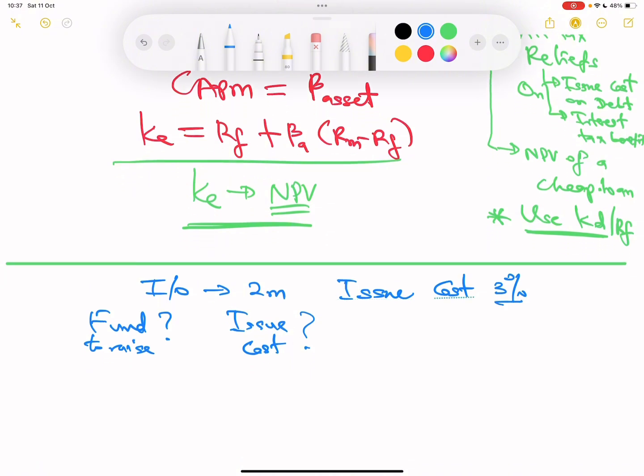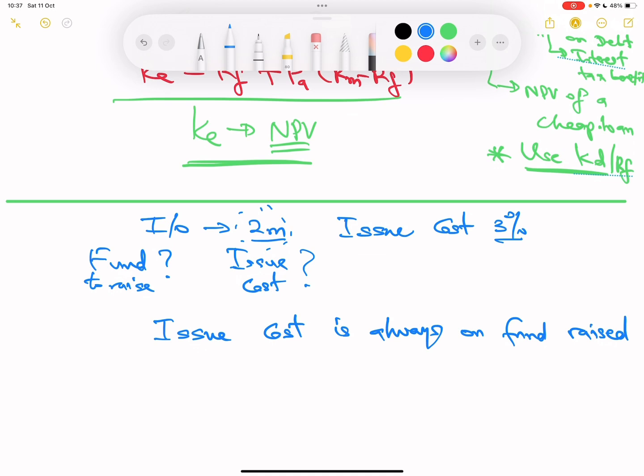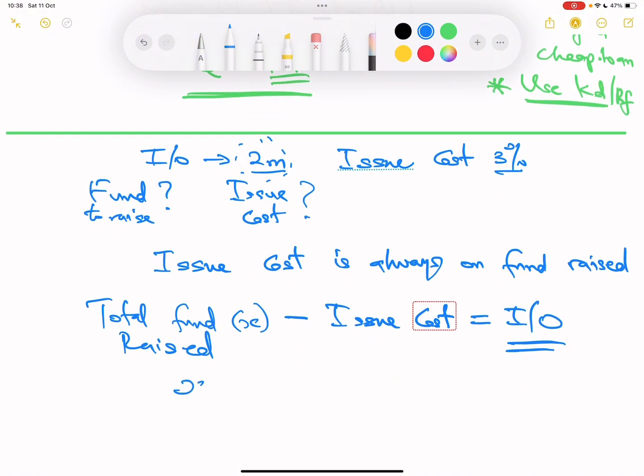I've seen students applying 3% on 2 million and say that is issue cost. That is wrong. Because remember, your issue cost is paid on the money you raise from the market. Please take note, it's always on fund raised. So by the time you raise the money and you pay the cost of issue, you must be left with 2 million that you need for your project. So if the total fund is X, you have total fund minus the issue cost. So this is total fund raised. By the time you remove the issue cost, then you have your initial outlay. This is the money you need for the project. So if you want to calculate the fund raised, that's X minus issue cost, which is 3% of X.